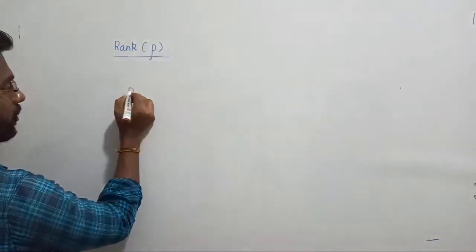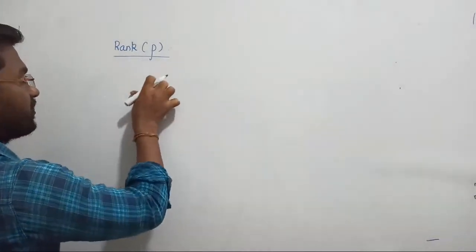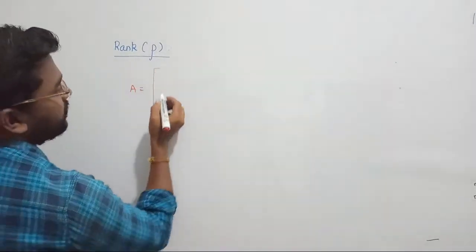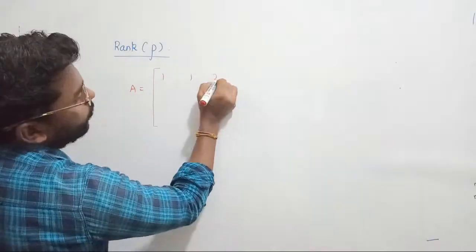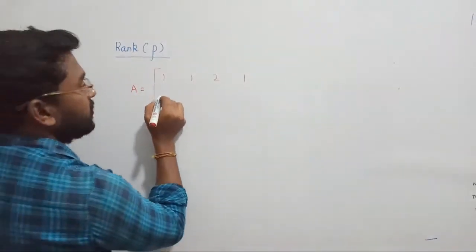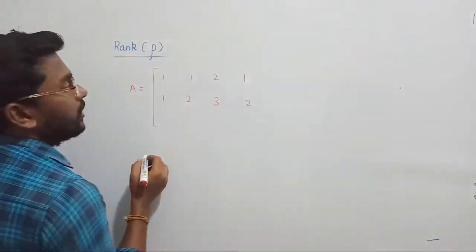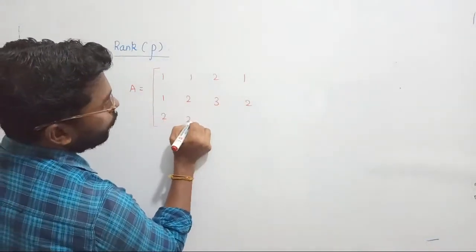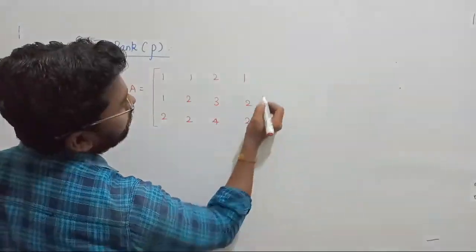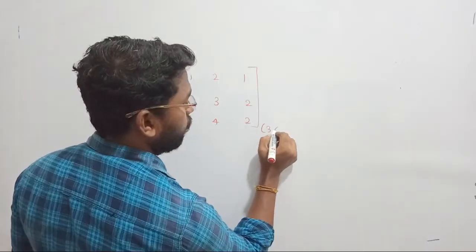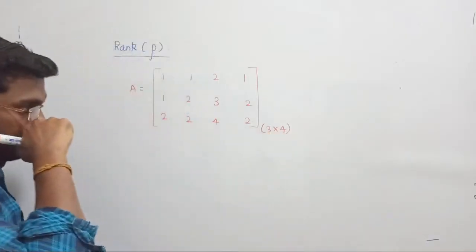Let's see what happened. Now, rank of the matrix. See, now in the matrix, rank. Yes, 1 1 2 1. Okay, let's select 1 2 3 2. Let's select 2 2 4 2. Yes. What will be the order? 3 rows are there, 4 columns are there. So the order of the matrix is 3 cross 4.